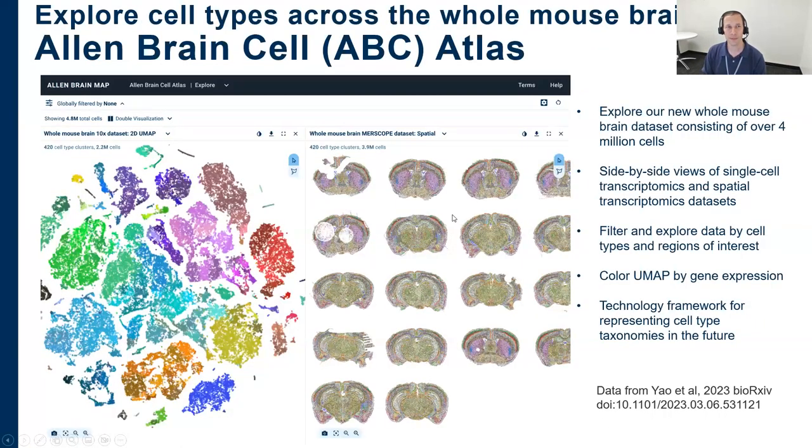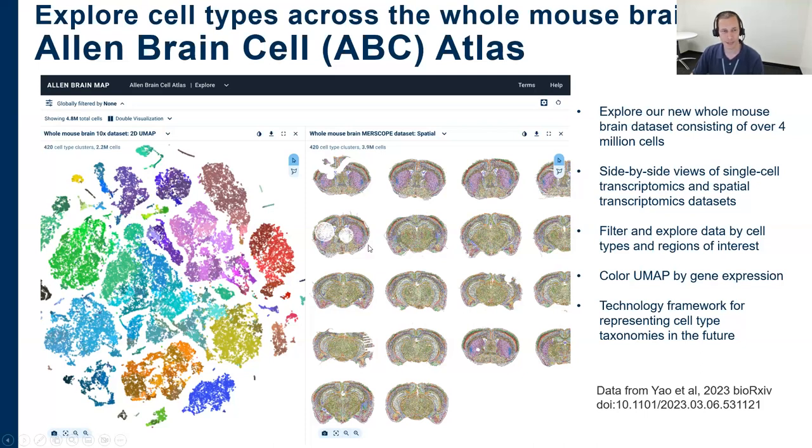And then I do want to spend a little bit of time talking about this Allen Brain Cell Atlas, or ABC Atlas, which is a new tool that currently allows you to explore whole mouse brain, over 2 million cells based on single cell and single nucleus RNA sequencing, and then about 4 million cells that were collected as part of a MERFISH study. So you can see the spatial context of individual cell types and of expression of genes.